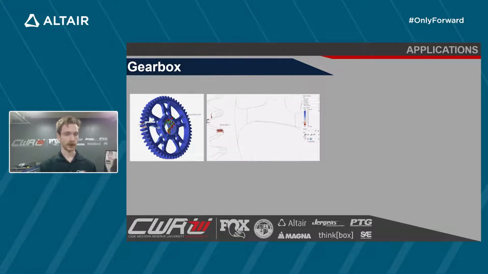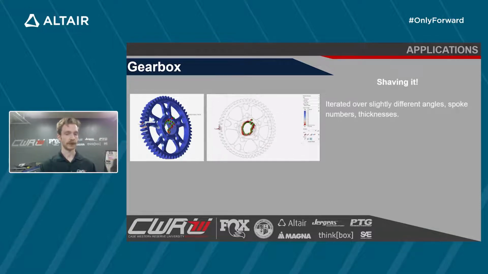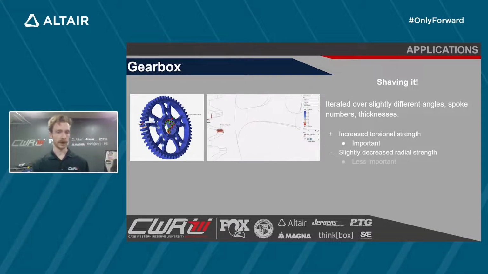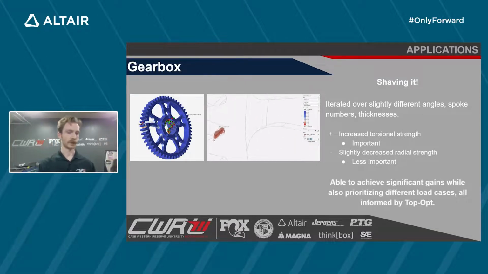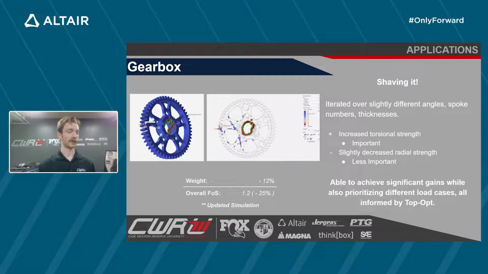So we took it into SolidWorks again, and we changed some of the hole sizes and the fillet sizes to make it more easily machinable. It increased the torsional strength, which is the most important, slightly decreased the radial strength, which is less important for our load case. And we were able to find a 12% weight decrease with an overall factor of safety of 1.2.